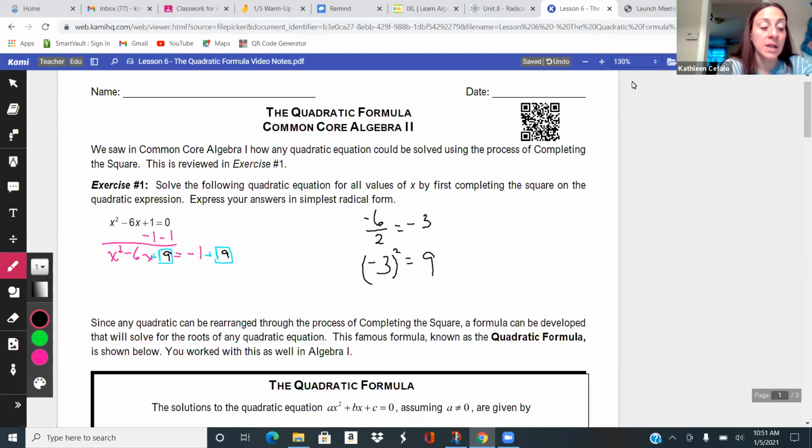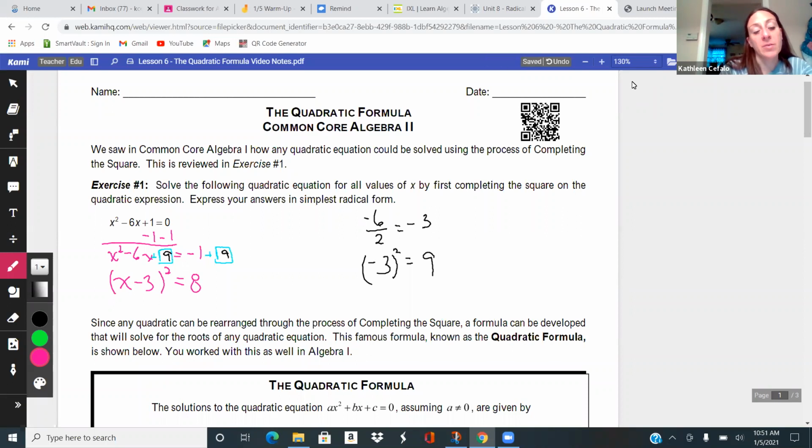Okay, now we go and make the factor. We said we could always make it super quick and easy by taking half of that middle term, which was -3, and squaring that. On the other side, we combine the -1 and the 9, and we get 8.